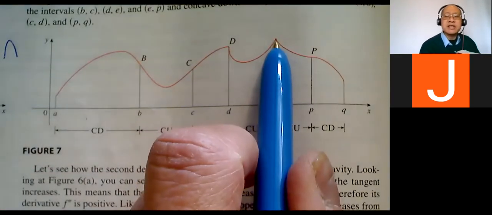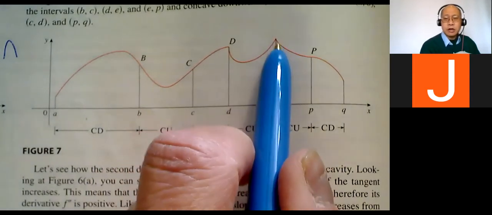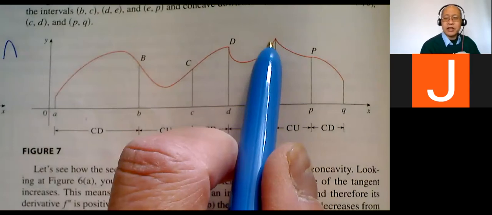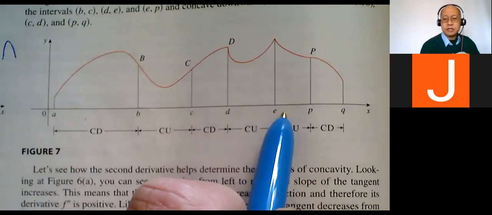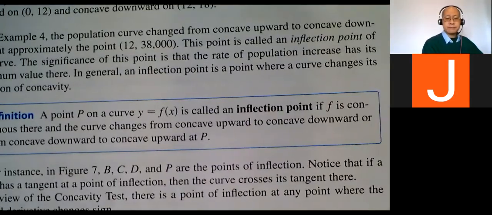However, this point here is not an inflection point because it's concave up to the left, also concave up to the right. So it's not an inflection point. And that looks like an inflection point, change from CU to CD. Okay, inflection point.